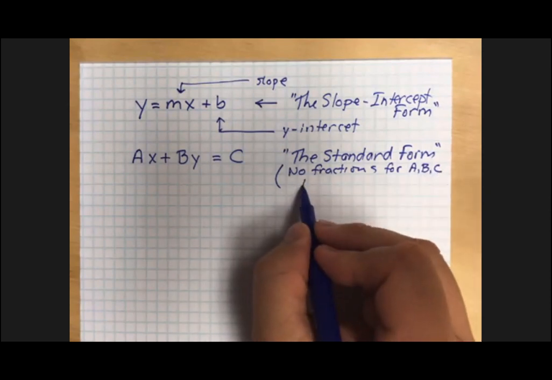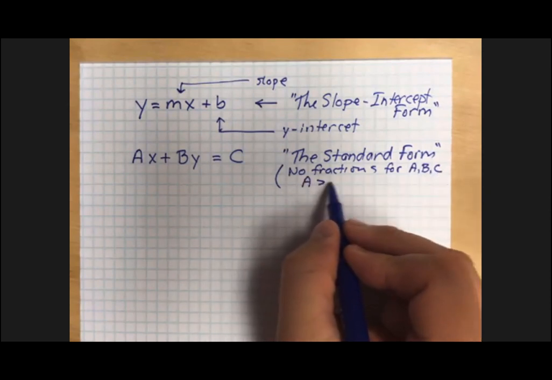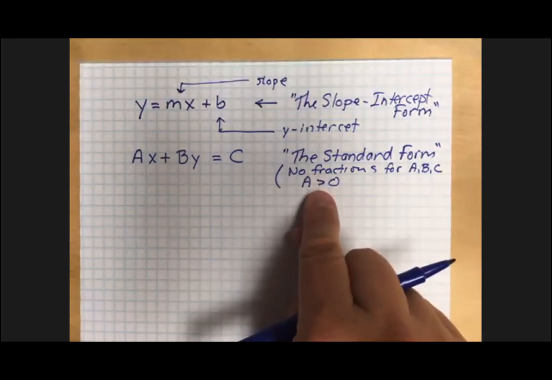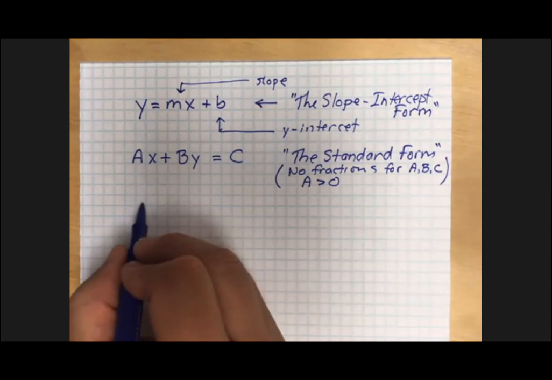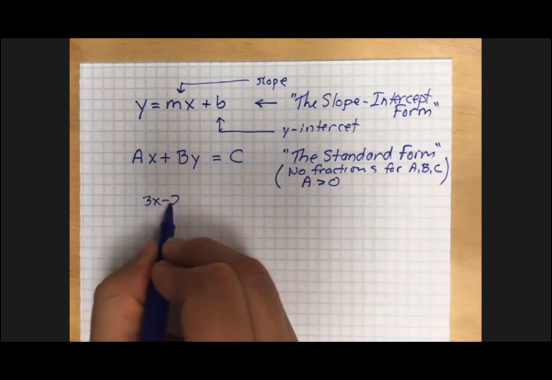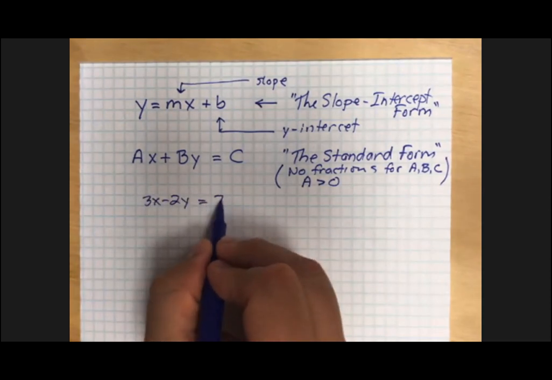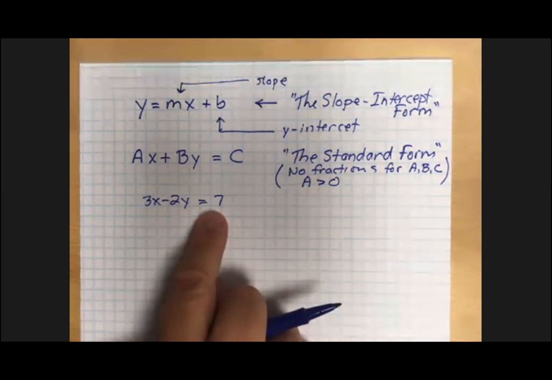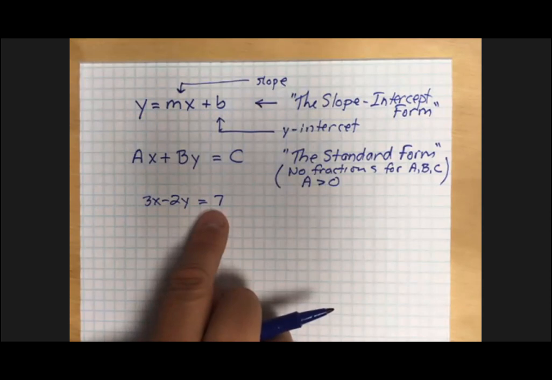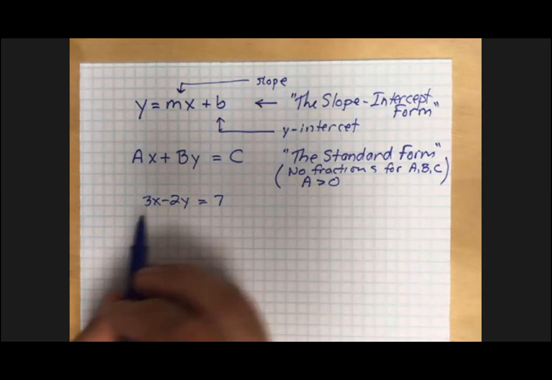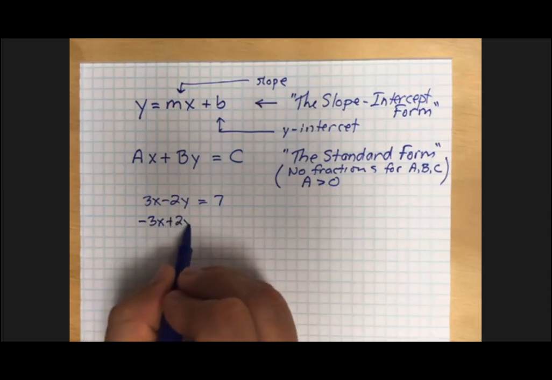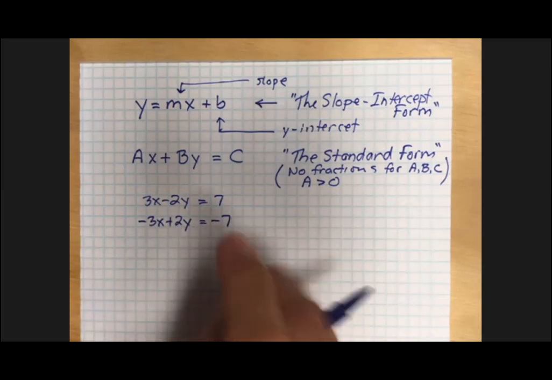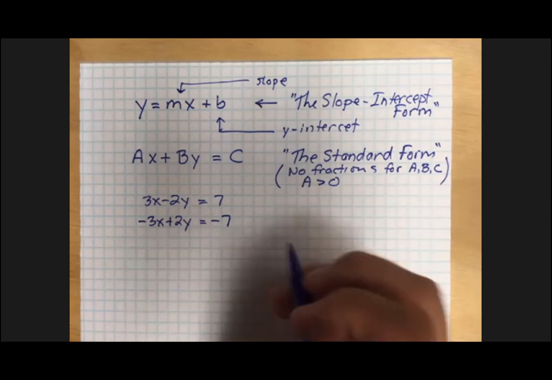Also, lead with a positive number. Always make sure a is a positive number. So if someone gave you the equation 3x minus 2y equals 7, this is a nice way to express standard form. There are no fractions, and you led with a positive number. But if someone wrote minus 3x plus 2y is equal to minus 7, you know, these two lines are the same.